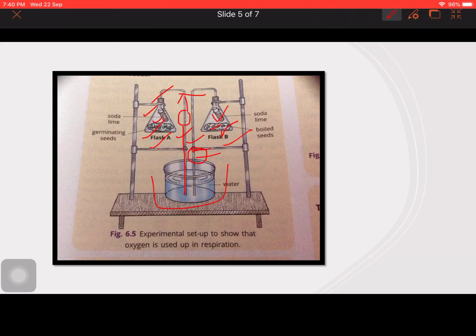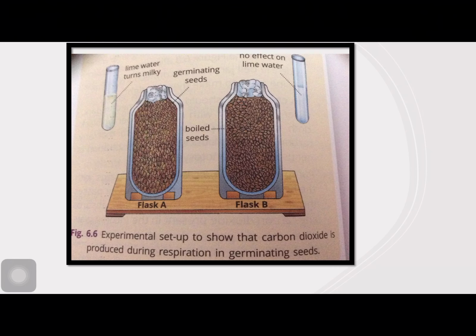And it is very much clear from this experiment that oxygen is always used in respiration. Now let us move on to the fourth experiment. So what is the fourth experiment? Now the fourth experiment here is to show that carbon dioxide is produced during respiration in germinating seeds.